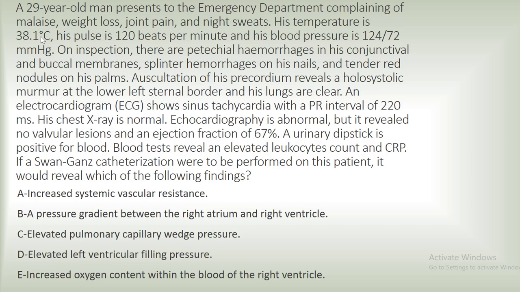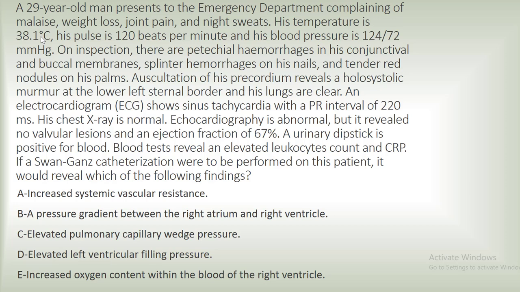So there's a lot to discuss about infective endocarditis, but I don't want to make it the focus in this video, because I want to talk about the answer choices, okay? So it's asking about, if we perform catheterization on this patient, what would we find? So answer choice A says increased systemic vascular resistance.